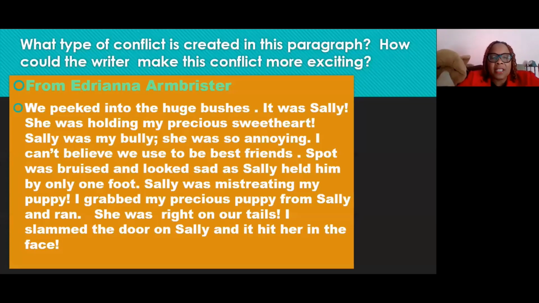Now, I think she did a good job including description in her writing. Let's look at it and see if she could have included anything else. And we're going to go through it again. We peeked into the huge bushes. Do you see any description in that sentence? We peeked into the huge bushes. Huge, very good. Now, it was Sally. Any description in that sentence? No.